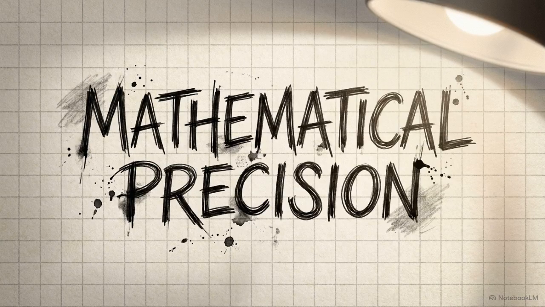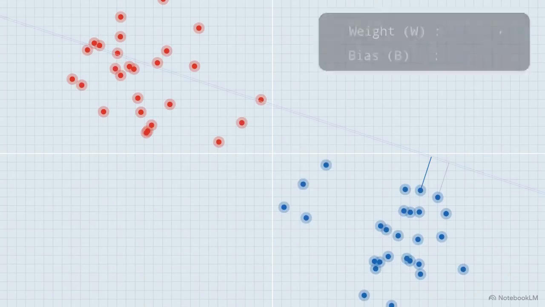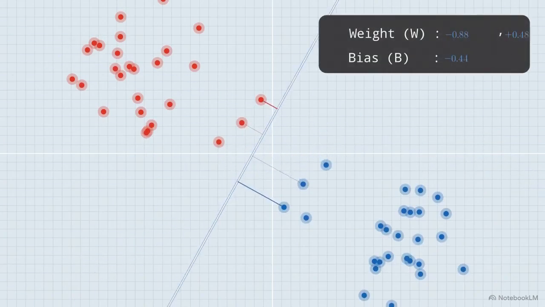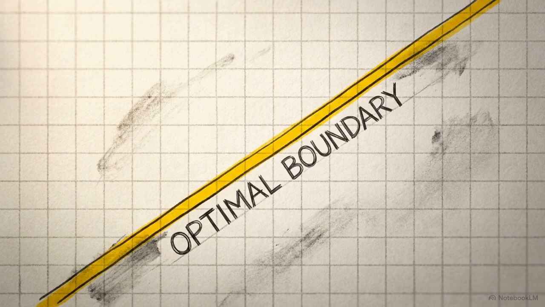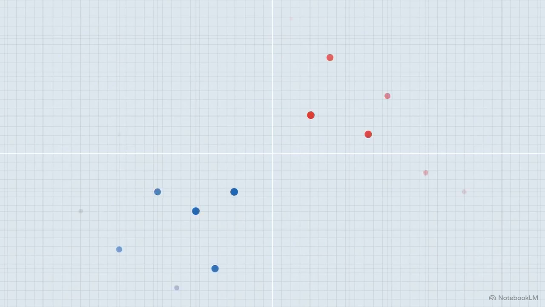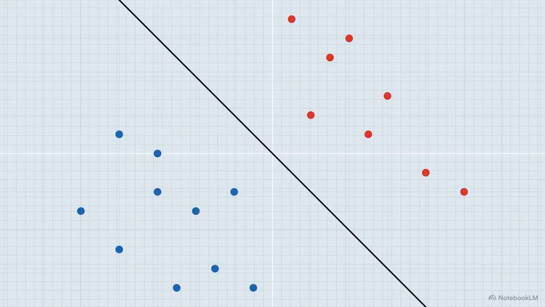For a human, doing that is entirely intuitive. But a computer algorithm can't rely on a best guess. It needs a mathematical way to calculate a dividing line that is perfectly balanced between the two groups. That is exactly what a support vector machine, or SVM, does. It is a specific algorithm designed to find that optimal boundary, which data scientists call a hyperplane.